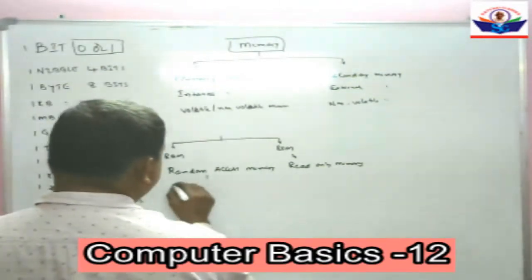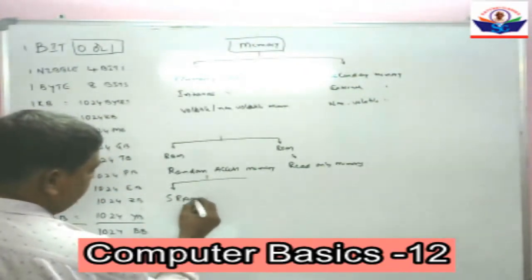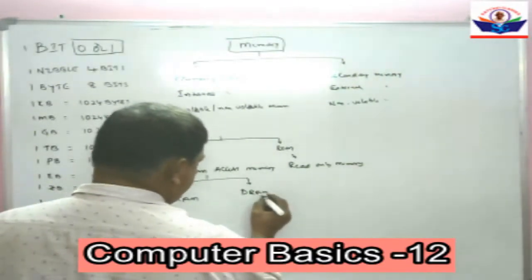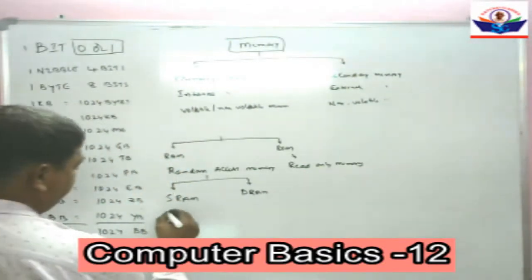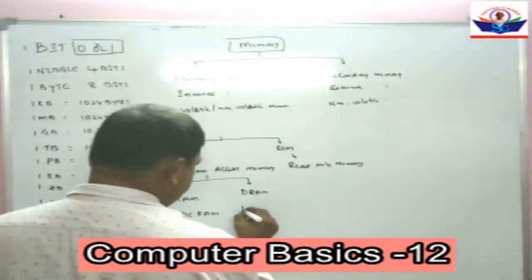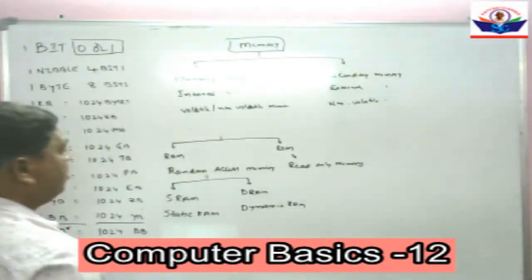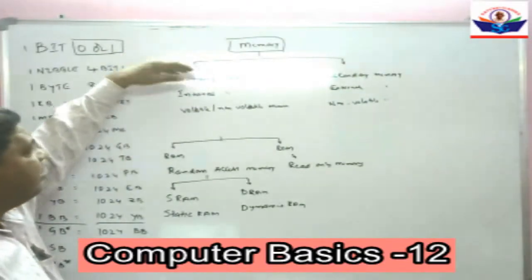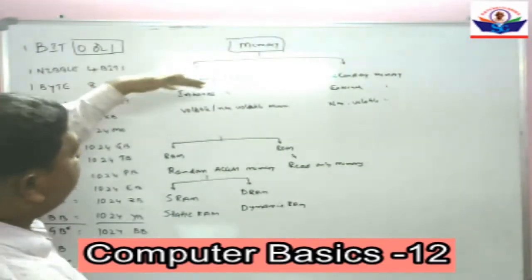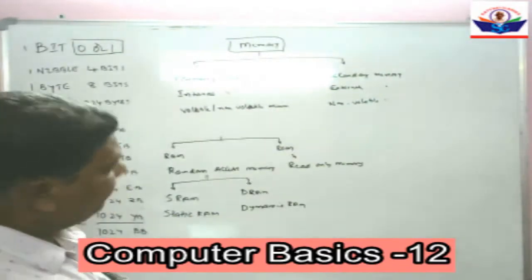Again, random access memory is divided into two parts: SRAM and DRAM. SRAM stands for static RAM. DRAM stands for dynamic RAM. So in memory we have primary memory and secondary memory, internal memory and external memory, volatile and non-volatile. Primary memory has both volatile and non-volatile, while secondary memory is only non-volatile.